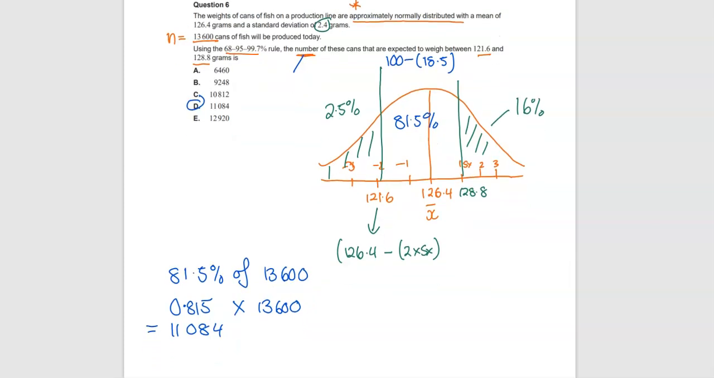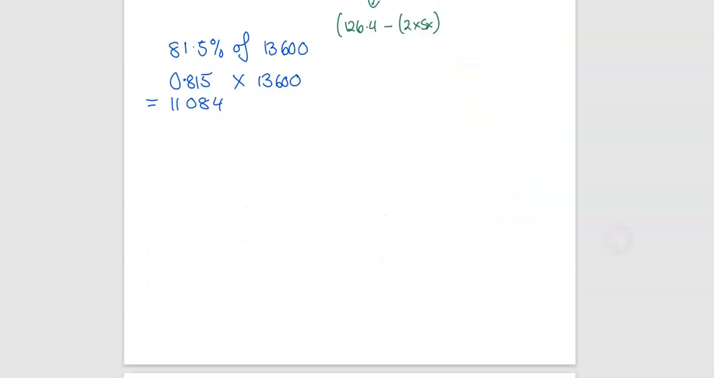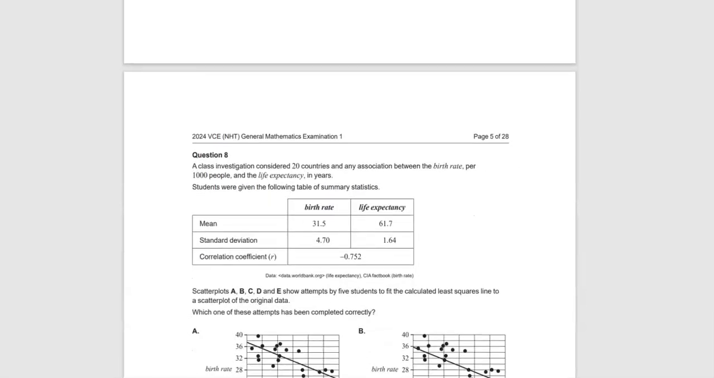So they seem to be asking a little mix and match of standard deviation and mean there.